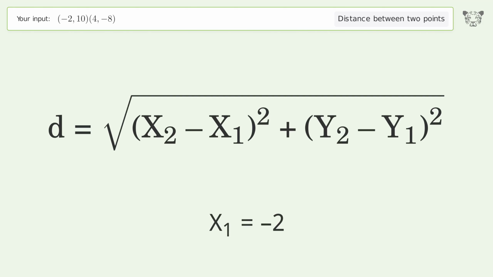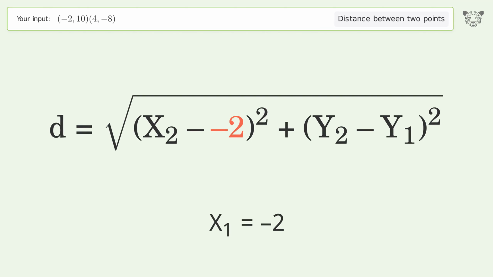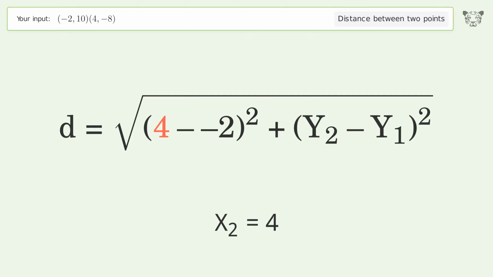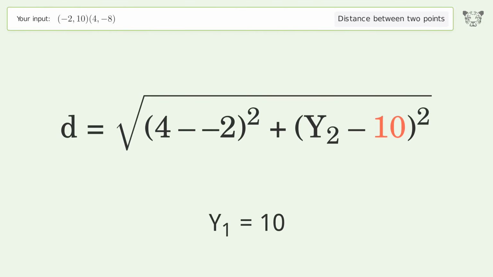x1 equals -2. x2 equals 4. y1 equals 10. y2 equals -8.